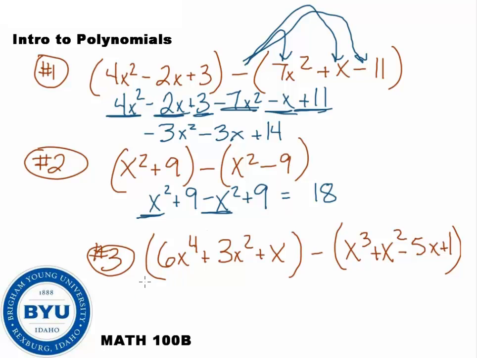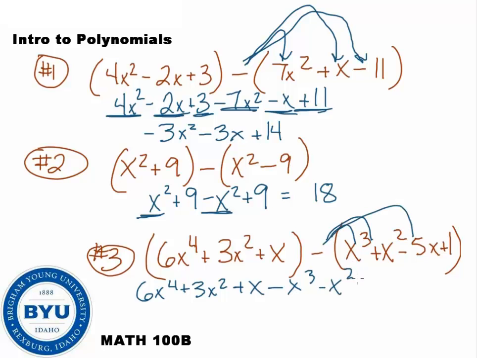Kind of interesting. Here we get x to the 4th plus 3x squared plus x. We distribute the negative, so negative x cubed minus x squared. The minus minus becomes plus 5x minus 1. Then we can combine our like terms. x to the 4th, there's nothing else. Nobody else is wearing a 4 hat, so we just write that.